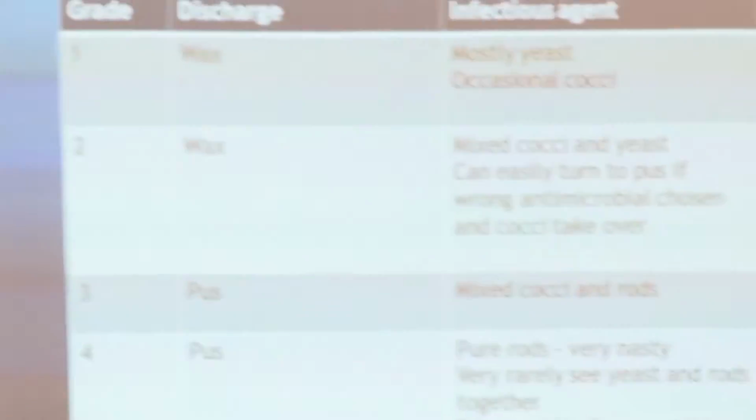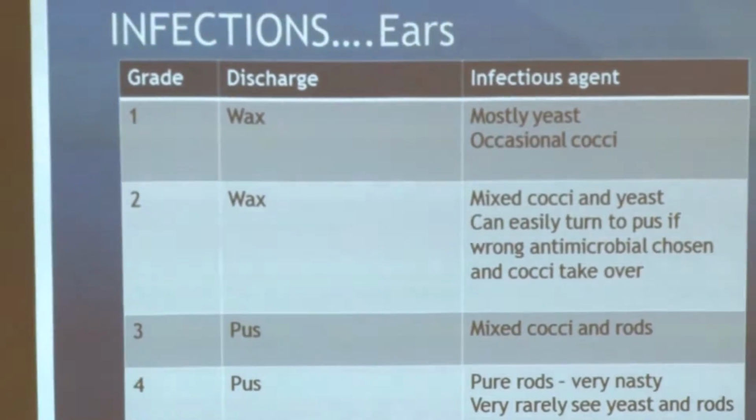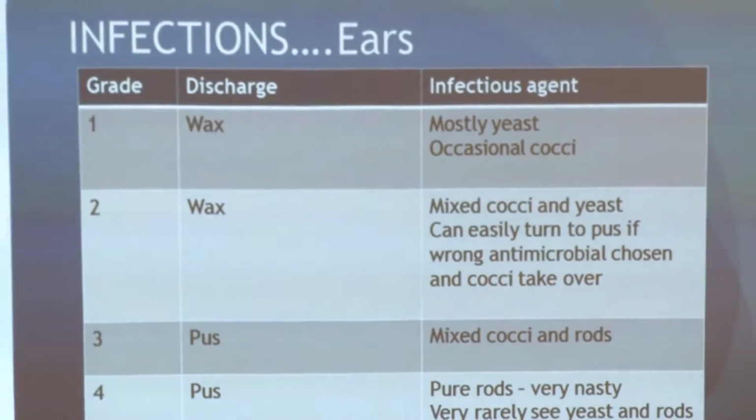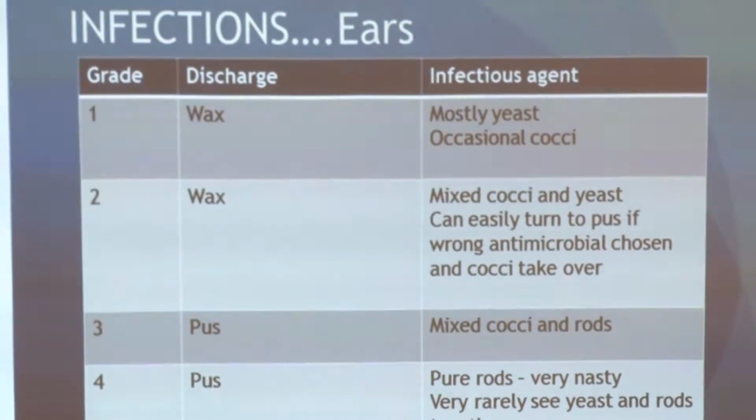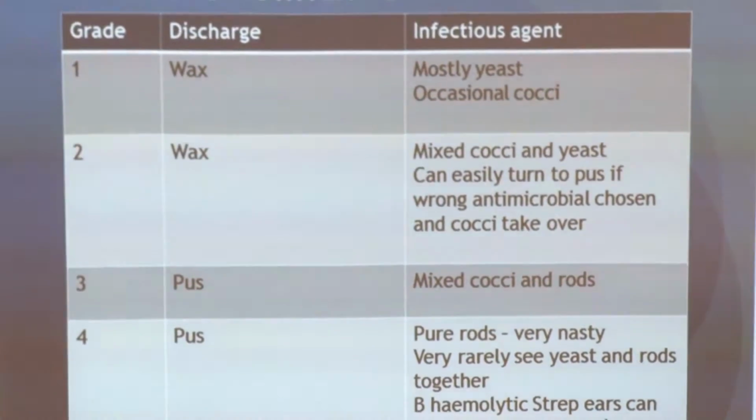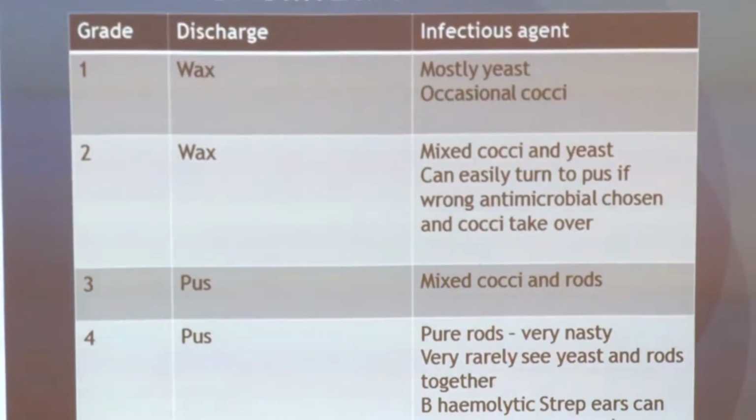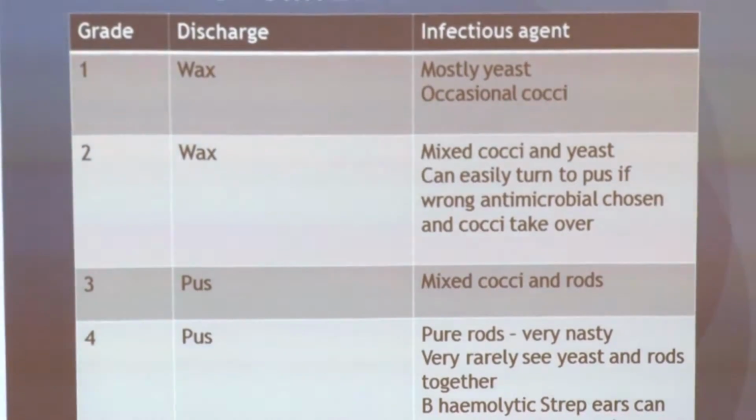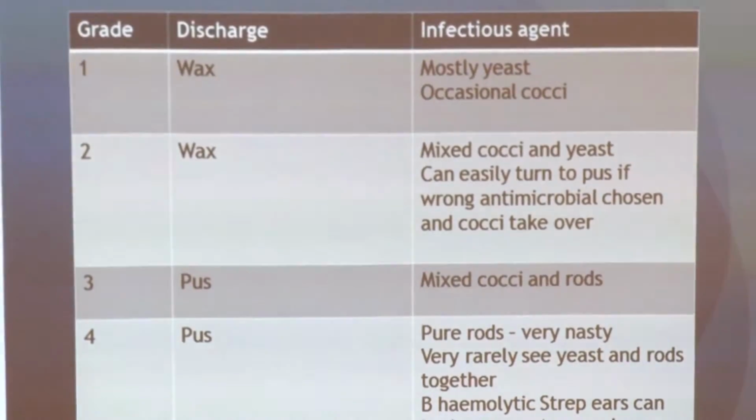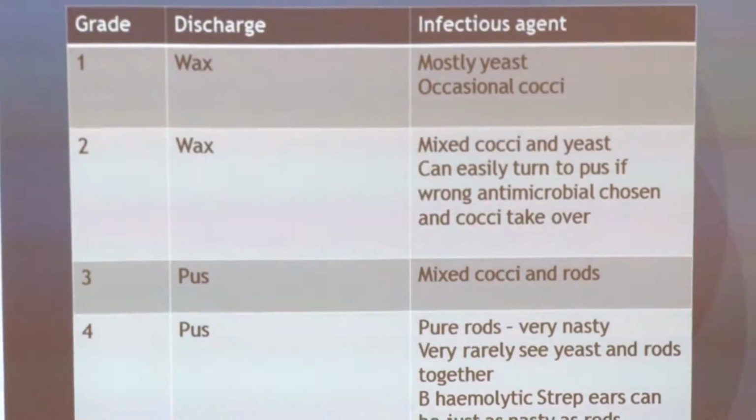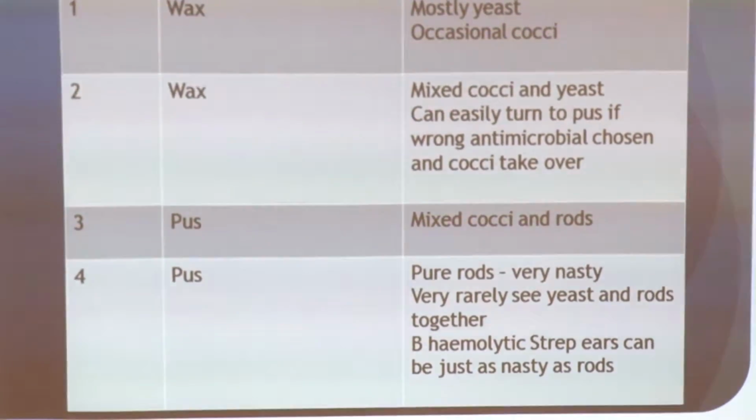So a grade 1 is a waxy discharge, mostly yeast on cytology with the occasional cocci. Grade 2 is a waxy discharge as well, but there'll be significantly more bacteria, so mixed cocci and yeast. If we select the wrong antimicrobial for these cases, then the cocci can quickly take over and develop into a grade 3 or grade 4 infection.